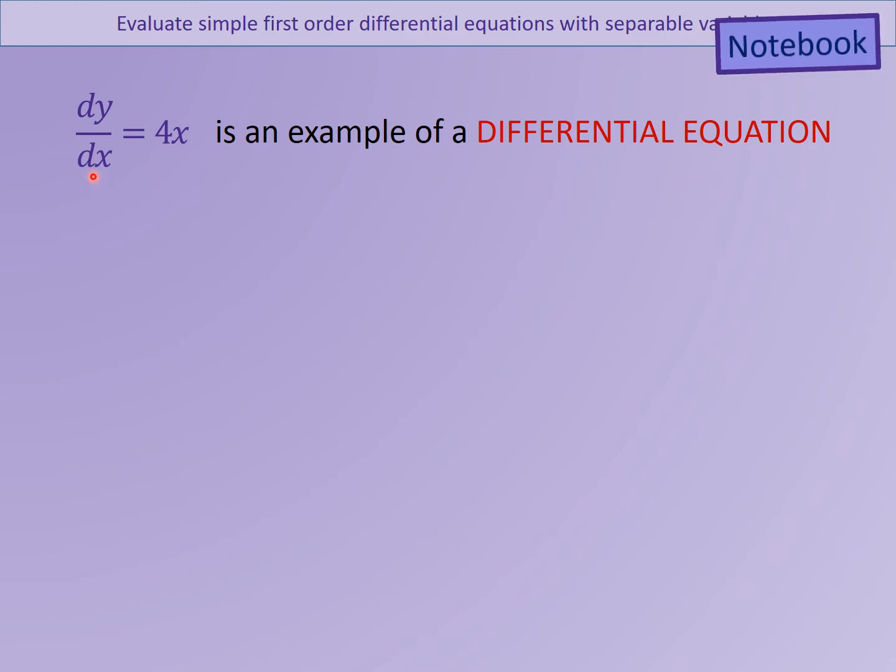And that includes ones where it is a second derivative. So when you've seen equations with d squared y over dx squared, that would still be a differential equation. Anything that's got a rate of change formula in it.